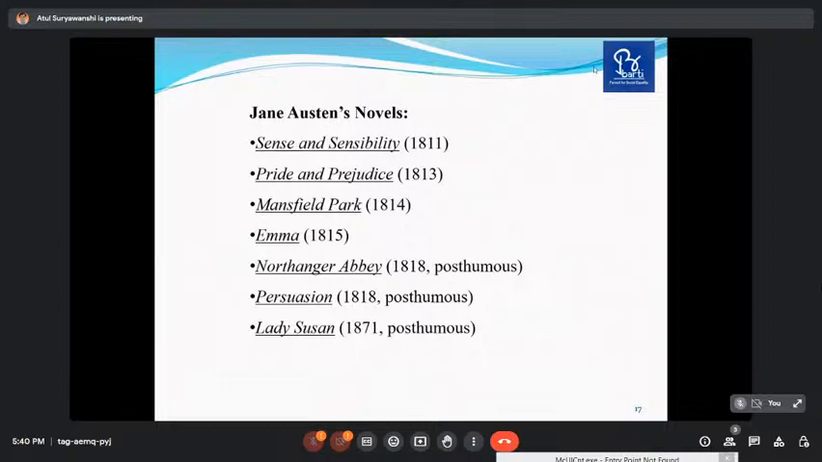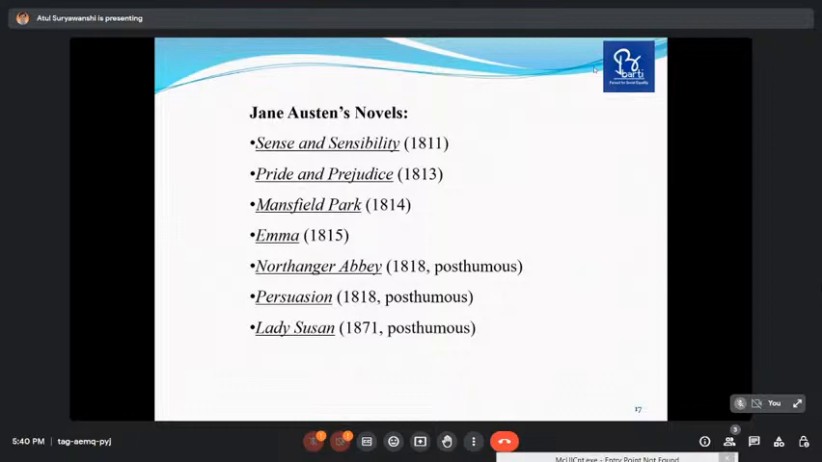The first novel, Sense and Sensibility, published in 1811. The next novel in the series, which is the story of Elizabeth and Fitzwilliam Darcy, Pride and Prejudice, was published in 1813. There is one Bollywood movie based on this same novel, in which Aishwarya Rai played the key role.